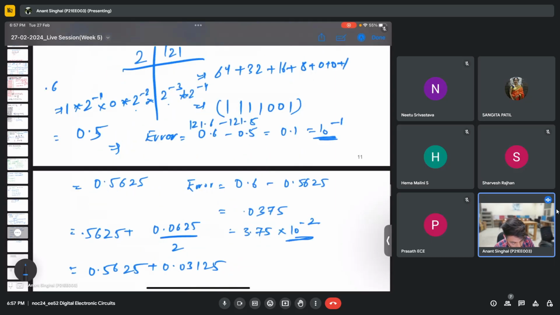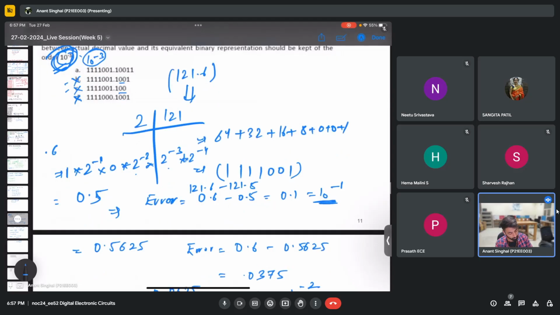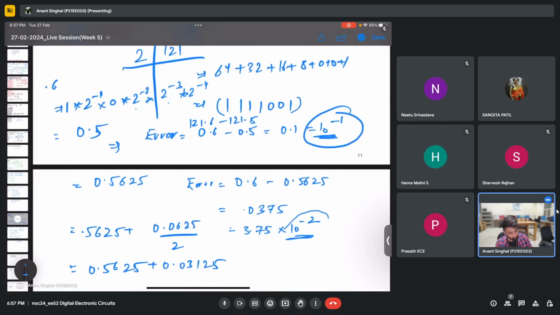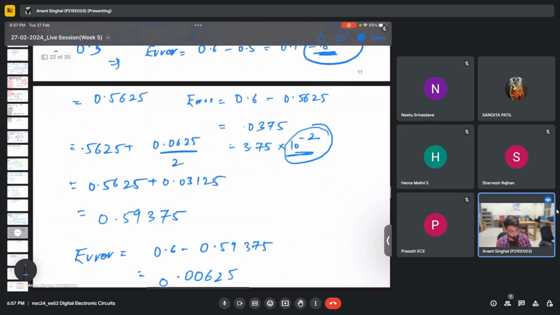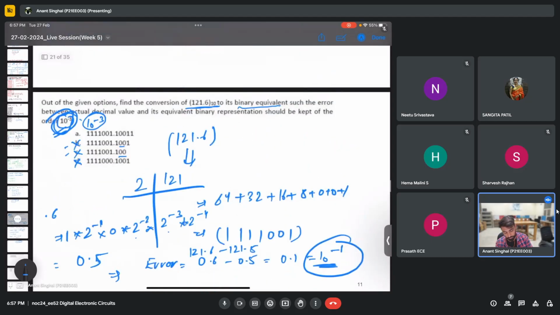Is the intention behind the question clear? We need to have the error in the order of 10 raised to the power minus 3, and B and C are not doing the same. Option C was giving an error of 10 raised to the power minus 1. Option B was giving 10 raised to the power minus 2. So that's why we went till option A, that is 10 raised to the power minus 3. Is it clear, everyone? So option A will be the correct answer.